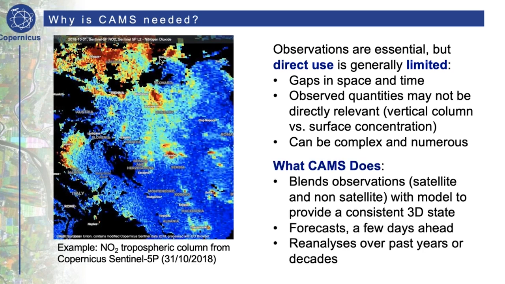So what CAMS does is to blend these observations, not just from satellites, but also from non-satellites, with a model to provide a consistent three-dimensional state. By doing this, we can then initialize forecasts and predict atmospheric composition and air quality a few days ahead. But we also then run reanalyses, which cover the past years or decades with a consistent framework. And more information will be given on the differences between these as the lecture goes on.